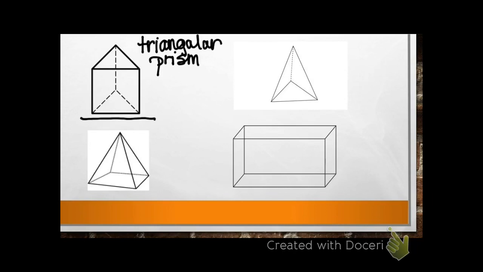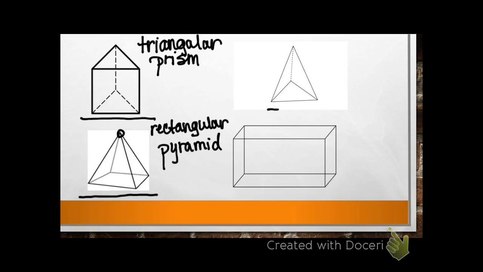All right, let's look at the one right below it. Is this a prism or a pyramid? Right, it's a pyramid, and you can see a distinct difference. All of the sides come up to one central point. But I'm still going to look at the base, and I'm going to name my pyramid what? Right, a rectangular pyramid.